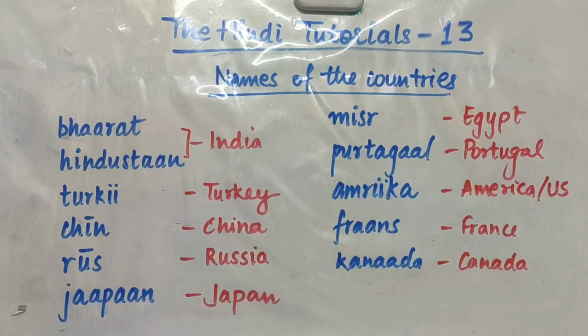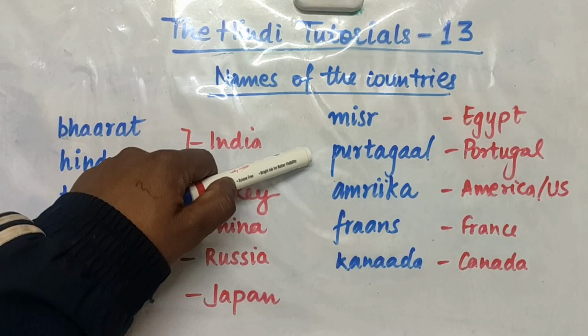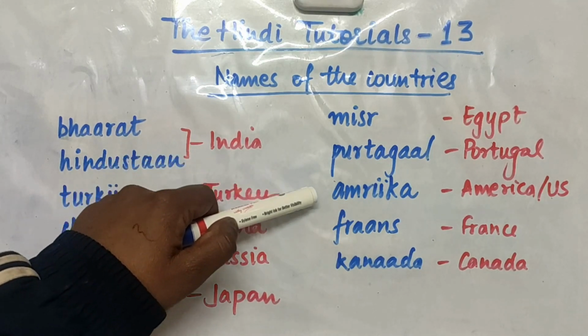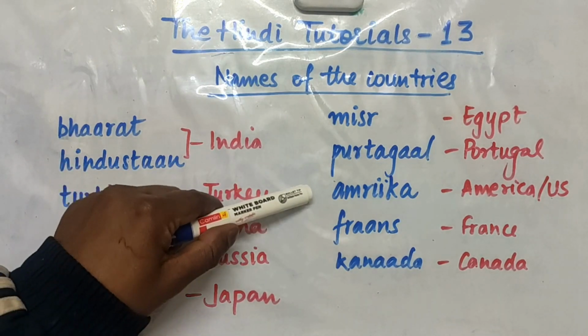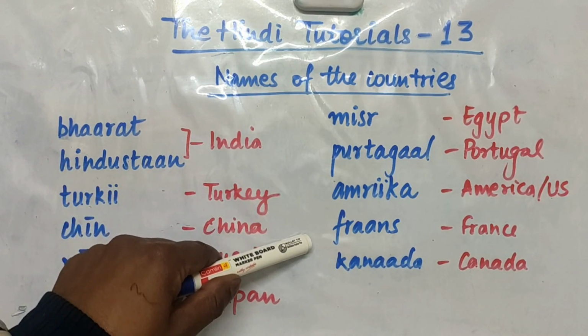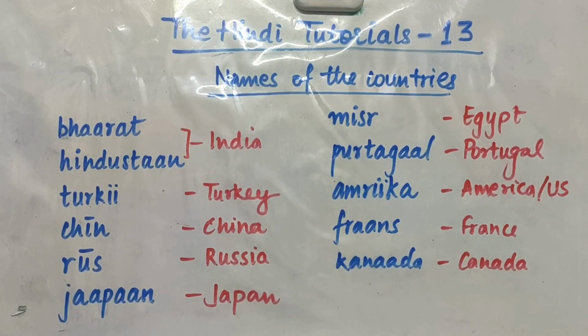Now let's revise the names of the countries. India is called Bharat or Hindustan. Turkey is called Turkey. China is called Cheen. Russia is called Rus. Japan is pronounced Japan. Egypt is called Misr. Portugal is called Portugal. America is called America. And sometimes when people want to refer to the US, they also say America. France is pronounced France and Canada is pronounced Canada. Okay, so this was all about the countries.